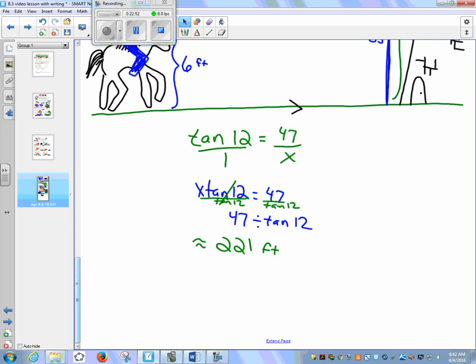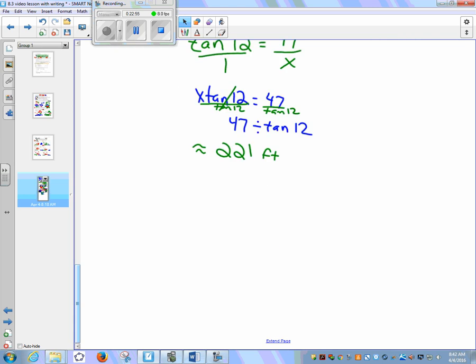Okay. Sometimes it's not always tan. Both of these problems that we did were tangent. You're going to find that in word problems, it's really often tangent, but it's not always tangent. So don't assume it's tangent. You really have to set it up and figure out which one you're going to use. Okay.